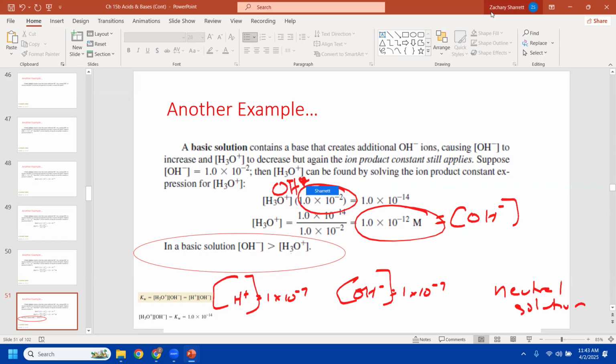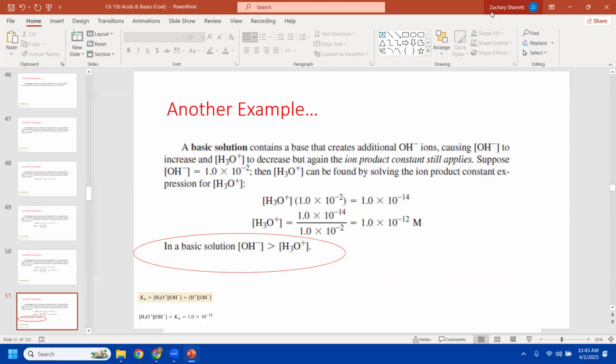That's OH minus. This was H plus because they told us OH minus was 1 times 10 to the negative 2. So what is there more of, OH minus or H plus in this situation? The OH minus has a larger value, so OH minus is greater than H3O plus. We say that this is a basic solution. Have we ever dealt with basic solutions before? Or acidic solutions? So that's something that we're going to look at now.